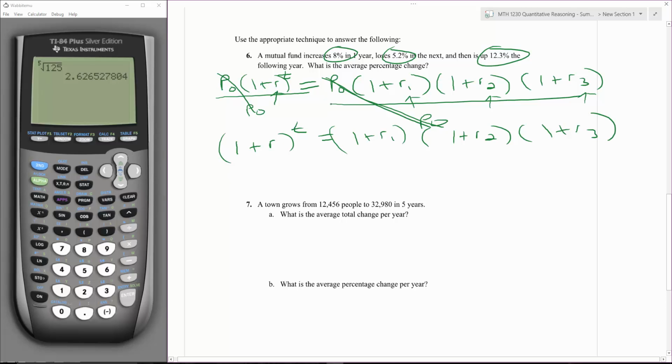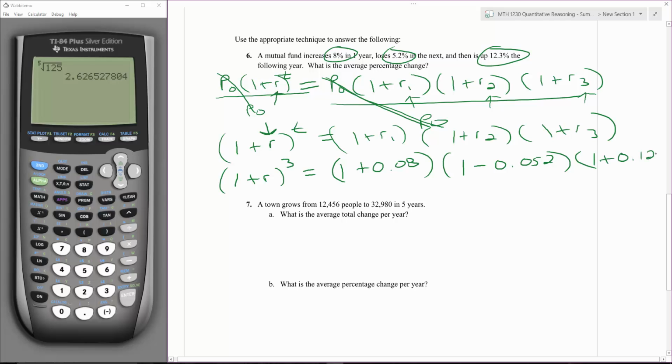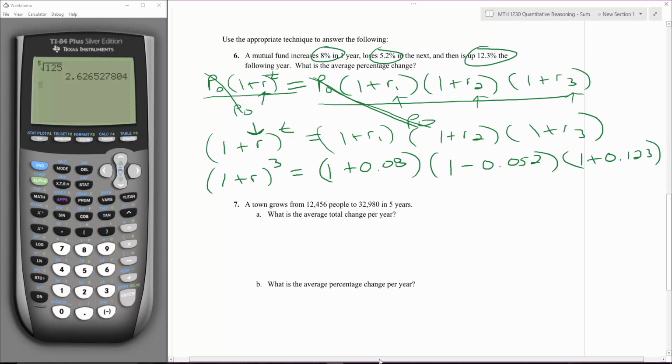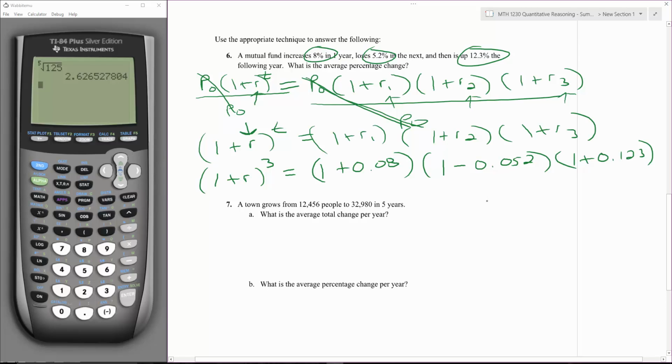So what we can do is fill in what we know. I'm trying to find this guy, r. So my equation would be 1 plus r raised to the, and this is 3 years, we have 3 iterations, so this t would be 3. Then I would have 1 plus 0.08, so that's an increase of 8%. The next one loses 5.2%, so this would be 1 minus 0.052. And then the third year is up 12.3, so this would be 1 plus 0.123. So that's how we can build this equation.